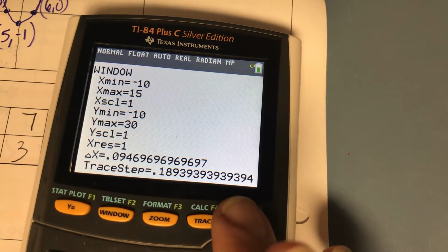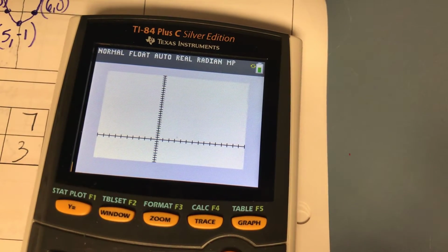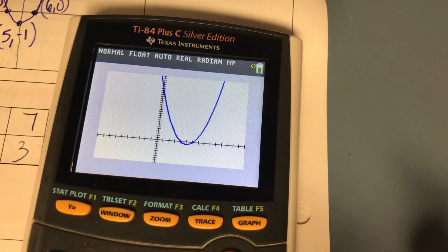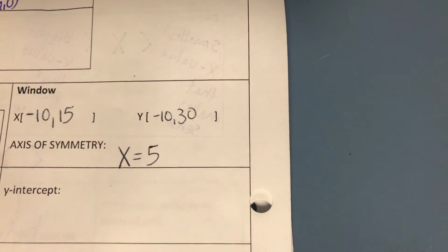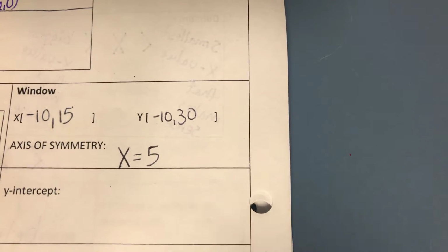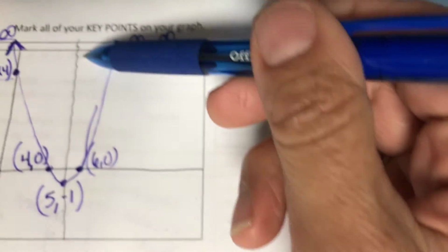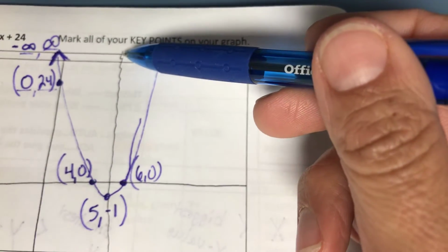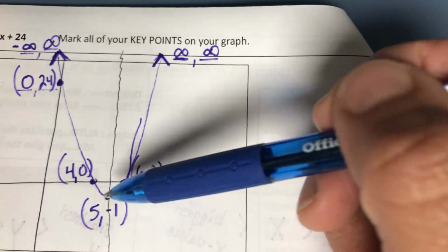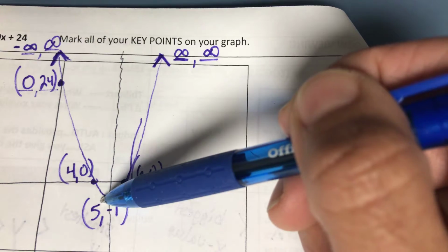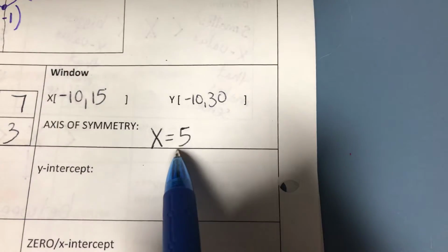At this point I can just hit graph, and we drew our picture and went through how we found our x-intercept, our y-intercept, our zeros, which are the x-intercepts, and the arrows and all that good stuff. So we first filled in our axis of symmetry. Remember, the axis of symmetry is the line that cuts it in half. The equation in your notes is supposed to be x equals, and you can just use the x value of the vertex. So that's why we got that in there.